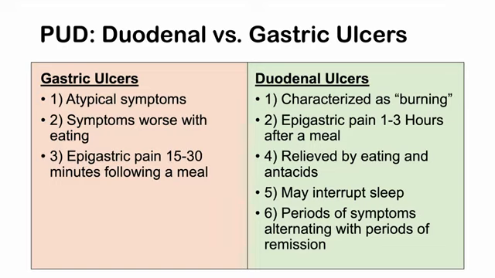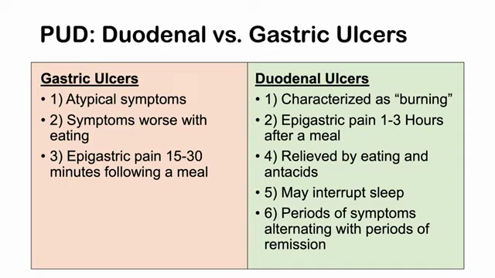Duodenal ulcers are also noted to interrupt sleep. So you can imagine that if an individual has eaten and they go to bed, and a few hours after they have eaten, while they're asleep, they start to have symptoms. And this can be due to the fact that the gastric contents are now entering into the duodenum at that time, and this is why individuals can have interrupted sleep. And then also noted with duodenal ulcers is that there are periods of symptoms that alternate with periods of remission. So there is a waxing and waning pattern of symptoms.